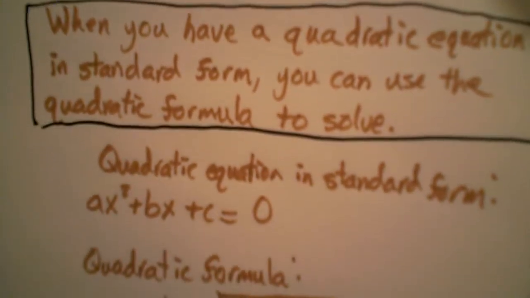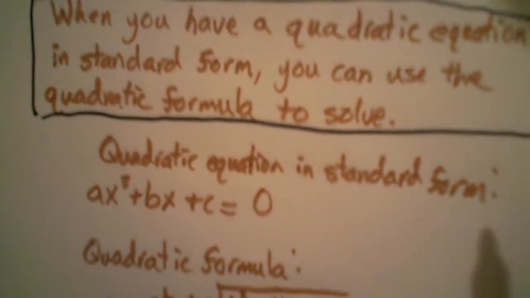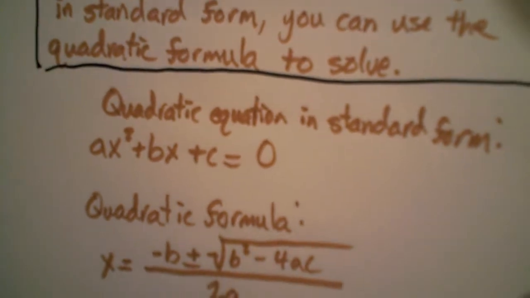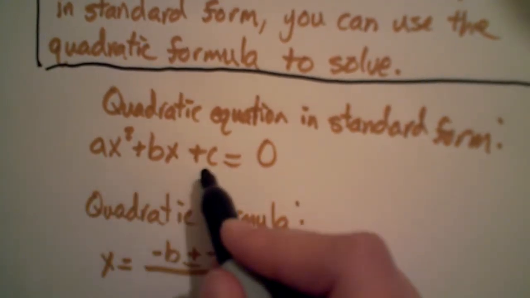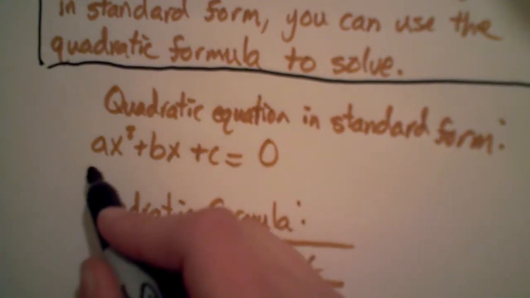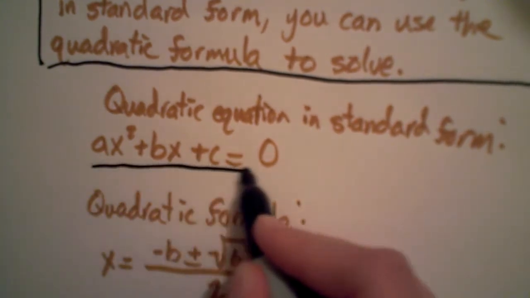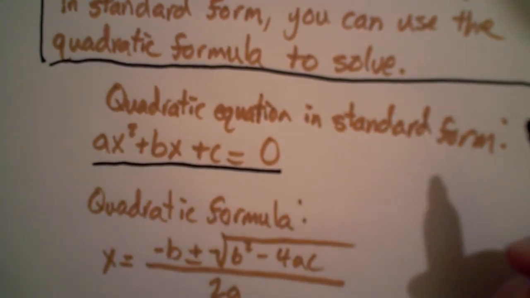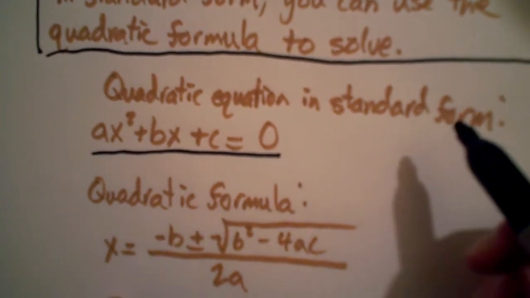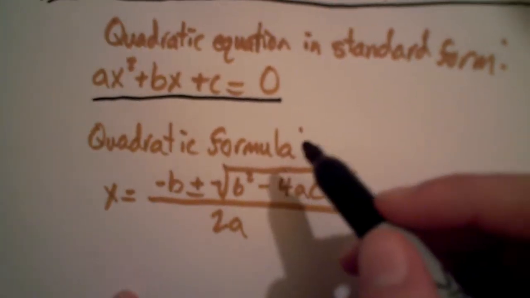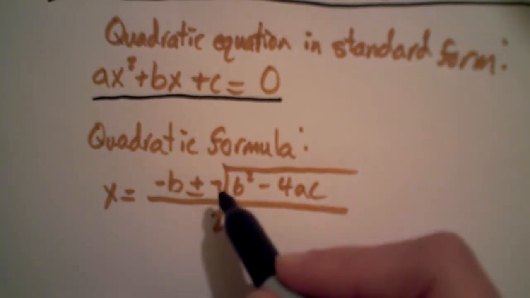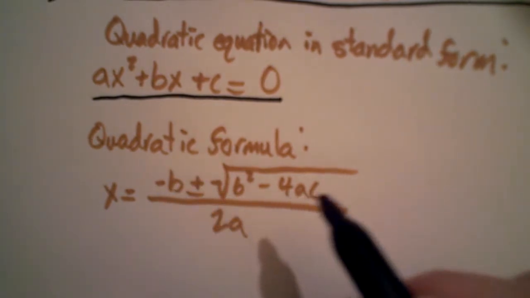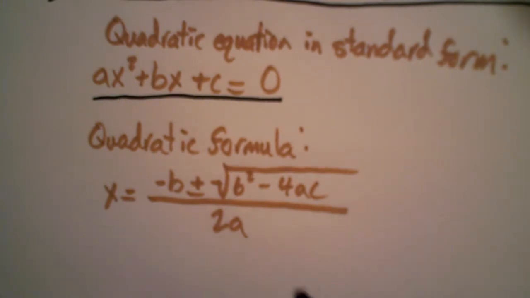So, a quadratic equation in standard form looks like ax squared plus bx plus c equals 0. That's in standard form, and you want to have it in standard form when you're putting your numbers into the quadratic formula. The quadratic formula: x equals the opposite of b plus or minus the square root of b squared minus 4ac, all divided by 2a.